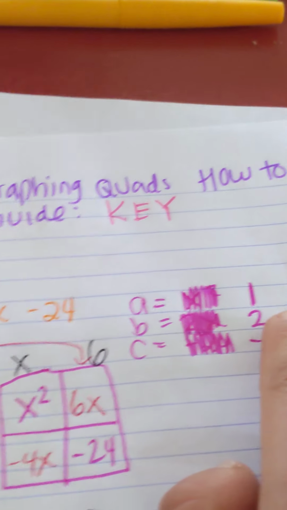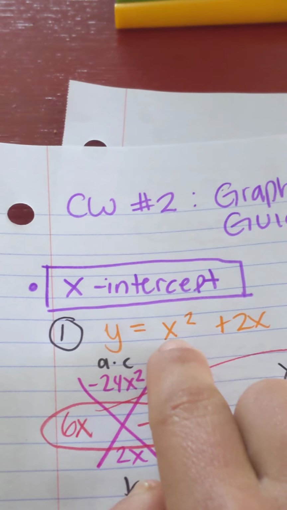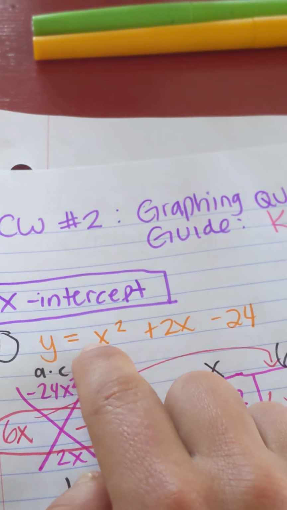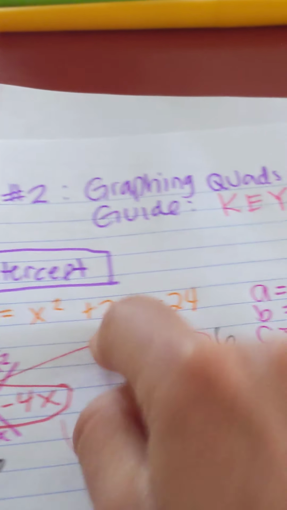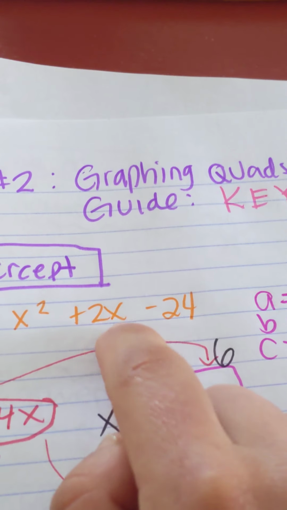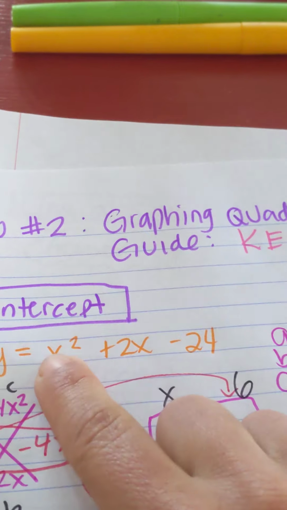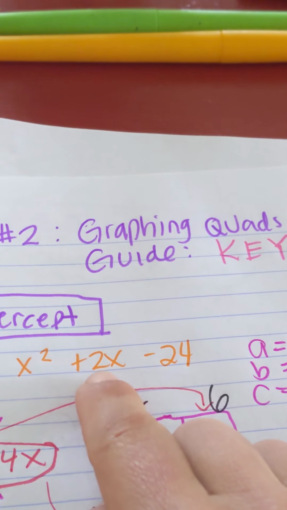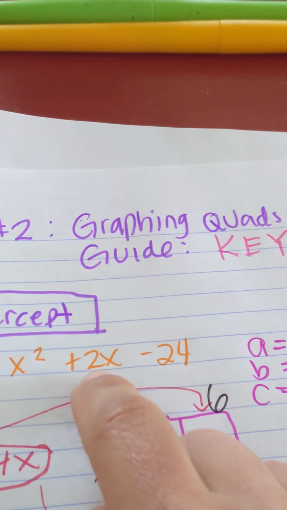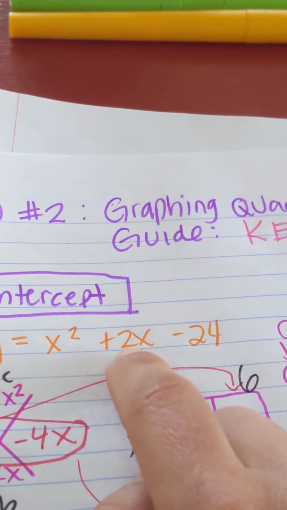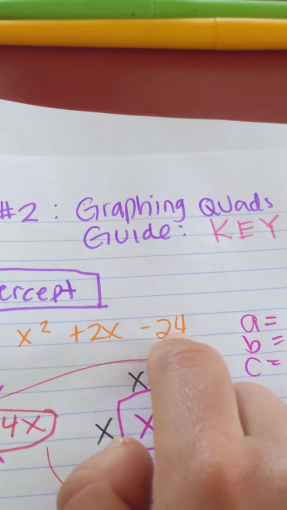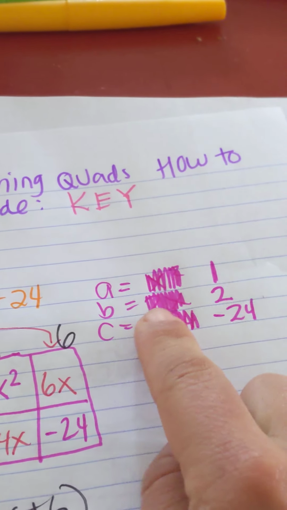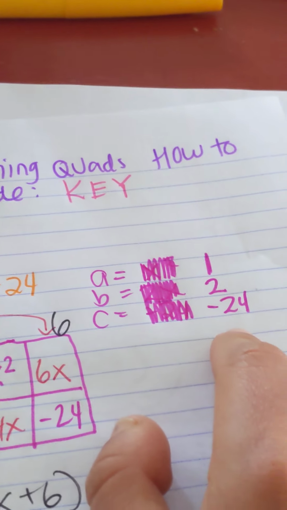Our A is 1 because 1 is in front of the x squared. Our A value is a number. Your B value is in front of the x. Yep, our B is 2. And what's our C? Negative 24. So A is 1, B is 2, C is negative 24.